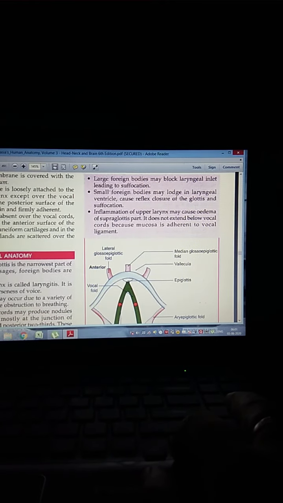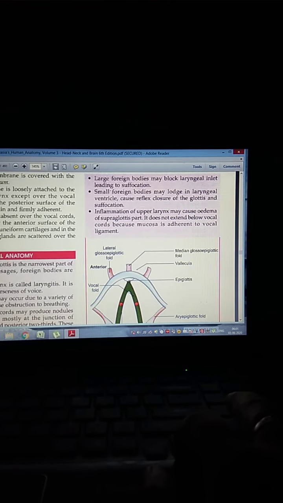Large foreign bodies may block the laryngeal inlet, leading to suffocation. Small foreign bodies may lodge in the laryngeal vestibule, causing reflex closure of the glottis and suffocation. Inflammation of the upper larynx may cause edema of the supraglottic part. It does not extend below the vocal cord. Here is the figure of singer's or teacher's nodules.